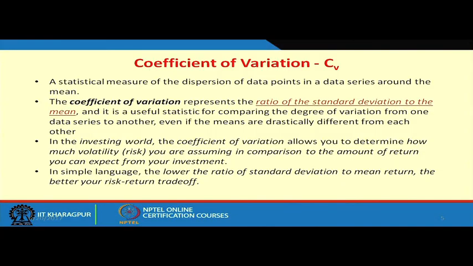It is widely used in the investing world. In investing, the coefficient of variation allows you to determine how much volatility or risk you are assuming in comparison to the amount of return you can expect from your investment. So CV gives you an idea of how much risk you are assuming in comparison to the return you can expect, the ROI.